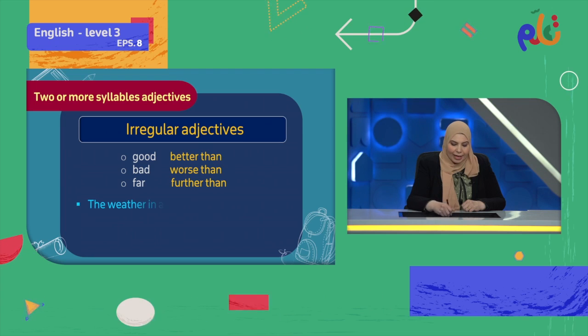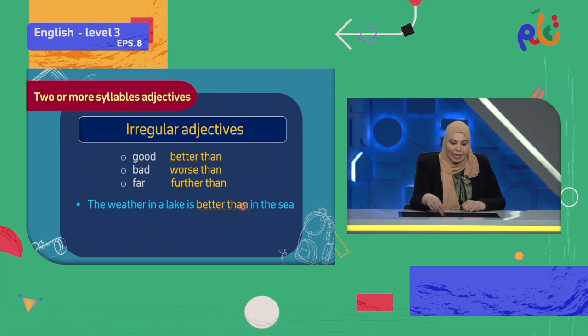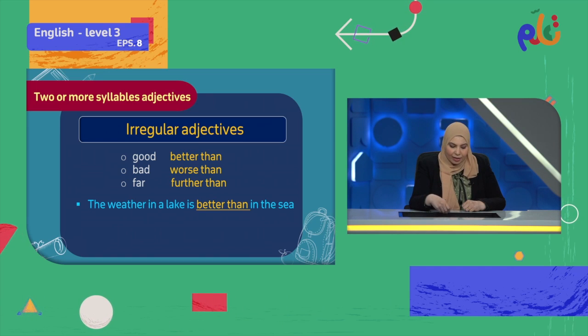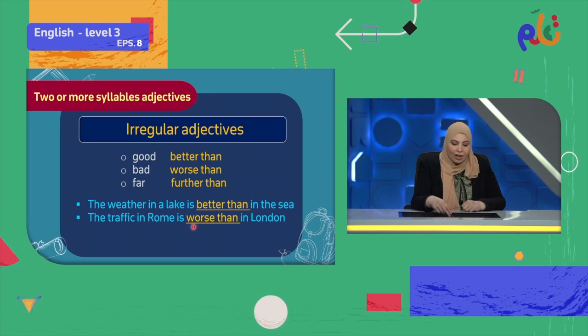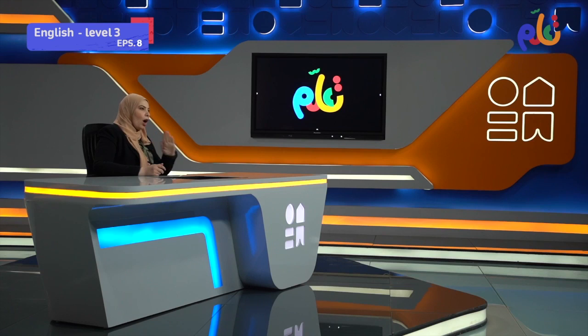So we can say the weather in the lake is better than in the sea, or the traffic in Rome is worse than in London. So by this, we're talking about three different ideas. The first idea is ER, the second idea is more, and the third idea is irregular. I change the adjective completely.